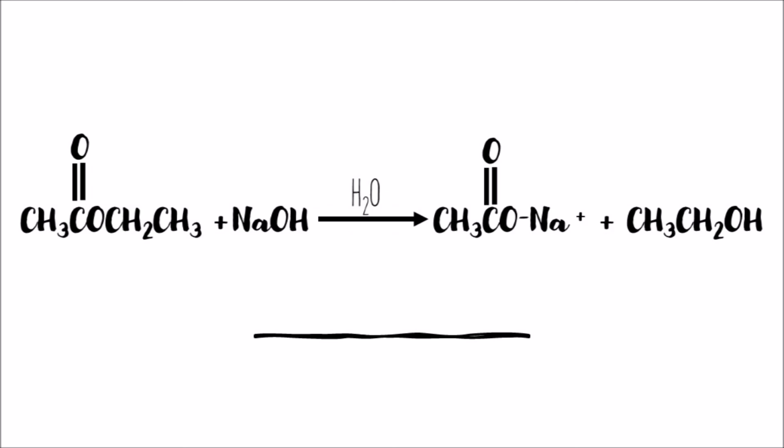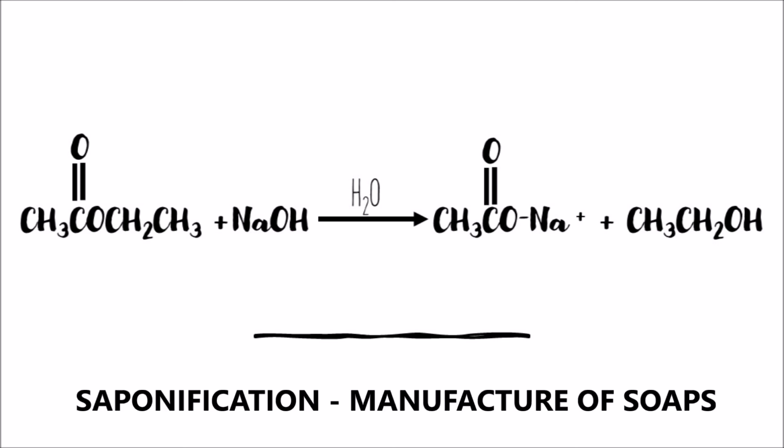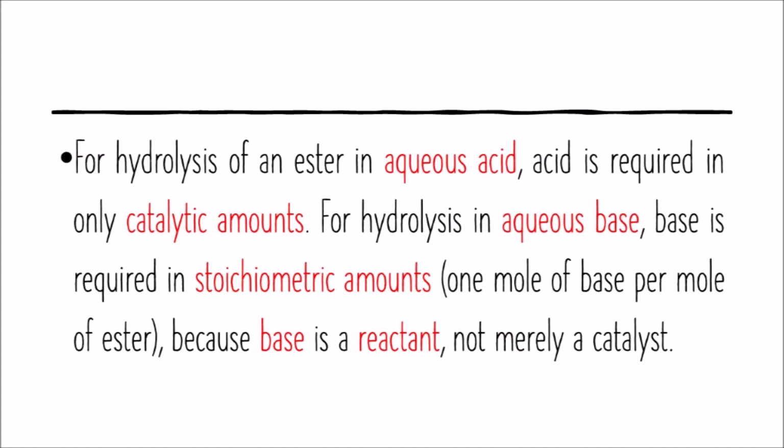Hydrolysis of an ester can also be carried out using a hot aqueous base in a process called saponification, or the manufacture of soaps, which can be seen in this equation. There are major differences between hydrolysis of esters in aqueous acid and base. First, for hydrolysis of an ester in aqueous acid, acid is required in only catalytic amounts. For hydrolysis in aqueous base, base is required in stoichiometric amounts, which means 1 mole of base per mole of ester, because base is a reactant, not merely a catalyst.